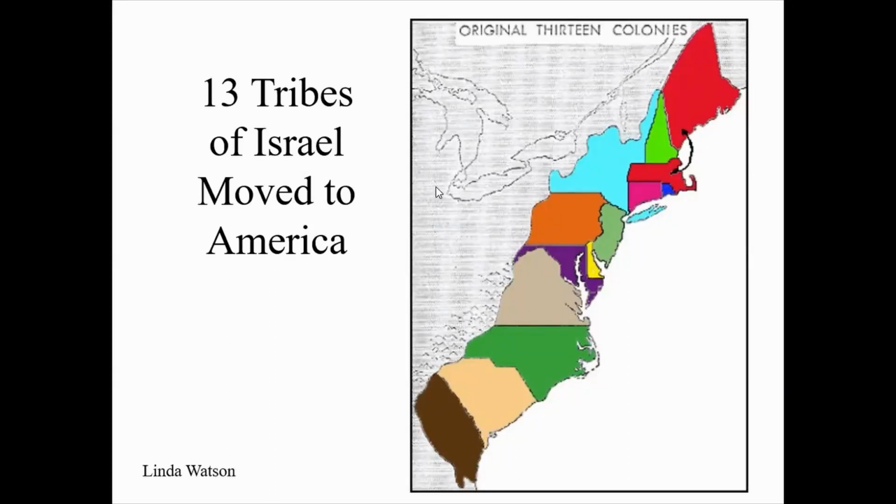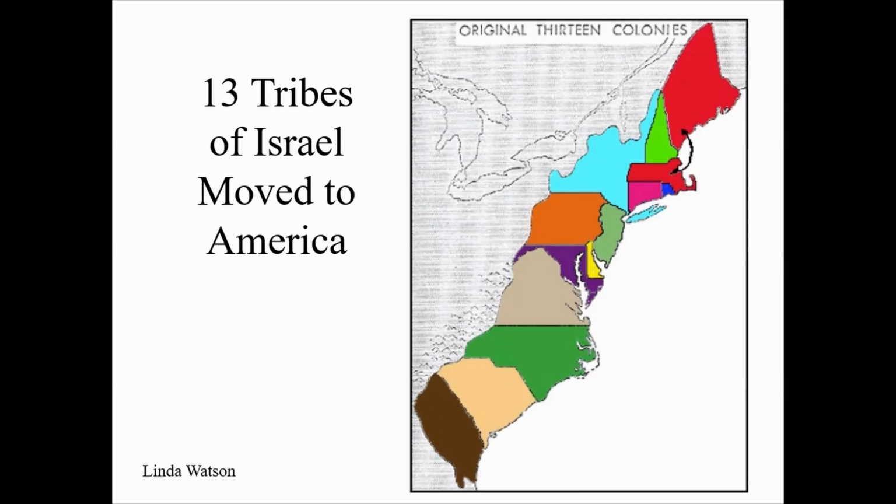Okay, so I'm going to show you something really interesting: the 13 tribes of Israel and how they moved to America. Now, this was the original 13 colonies. We see them here, and they basically line up exactly the way they did in the Middle East and how they did in Europe with the same groups of people.